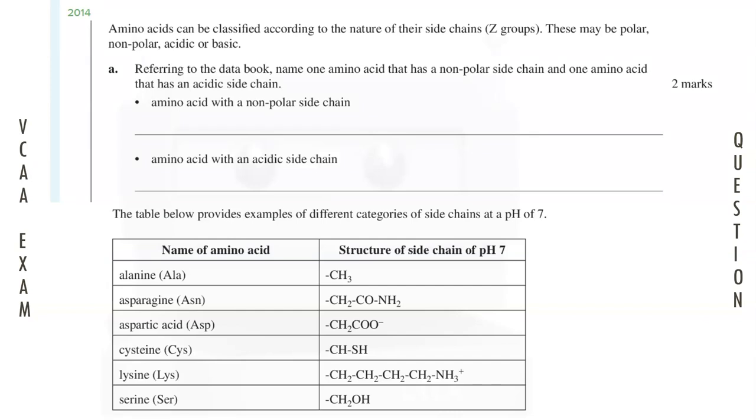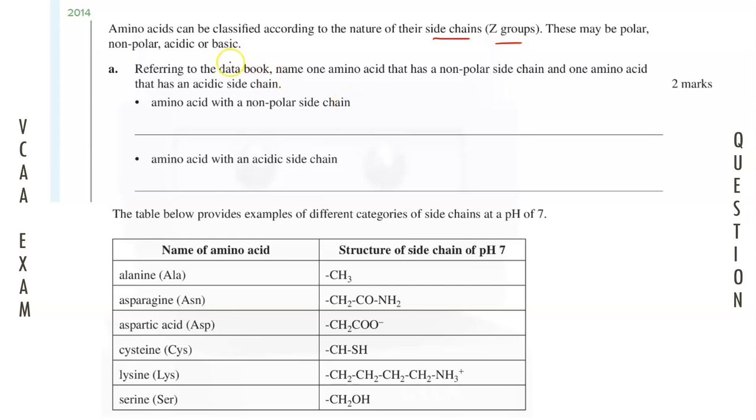So looking at a longer response question, let's look at this one from 2014. This one is looking at amino acids, and we're told they can be classified according to the nature of their side chains, in this case called Z groups. You will see side chains interchangeably referred to as R groups or Z groups. Okay, it tells us they can be polar, non-polar, acidic, or basic.